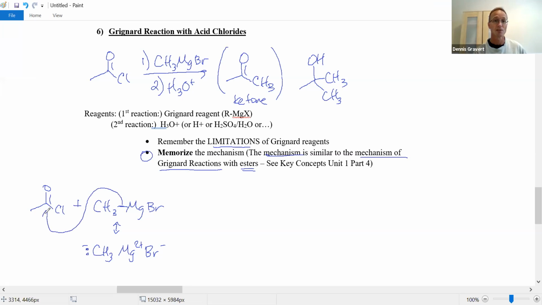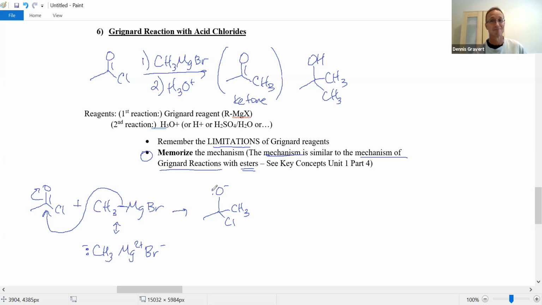So you can draw your mechanism with the covalent form if you want, or you can start your curved arrow at this lone pair if you decide to draw the Grignard as a resonance structure showing ionic bonds. Bump up the pi bond. What remains of the acid chloride is here. And then carbon is the one holding on to this pair of electrons. You get a methyl group here.